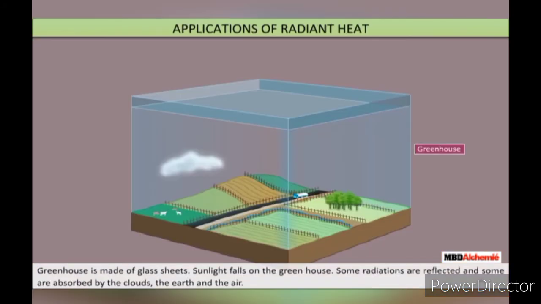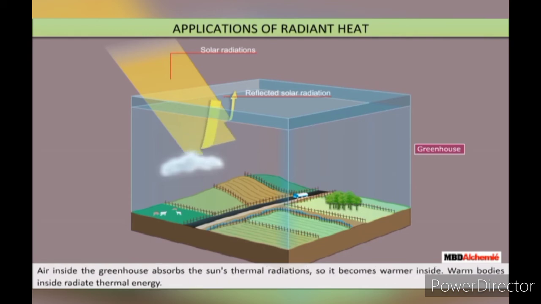A greenhouse is made of glass sheets. Sunlight falls on the greenhouse. Some radiation is reflected and some is absorbed by the clouds, earth and air. Air inside the greenhouse absorbs the sun's thermal radiations, so it becomes warmer inside.